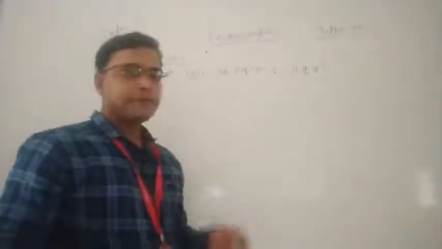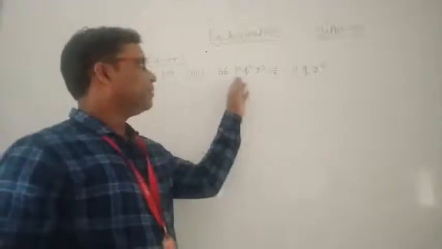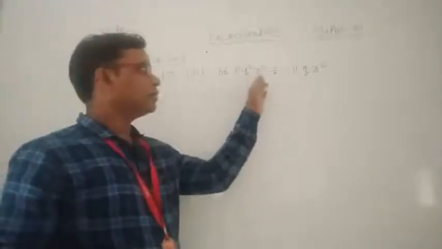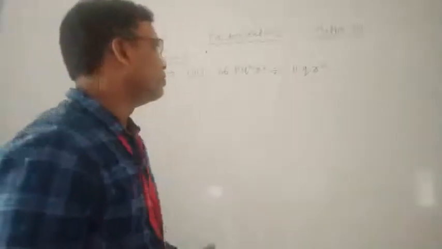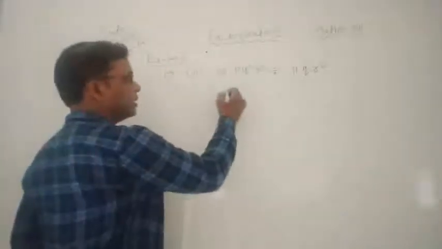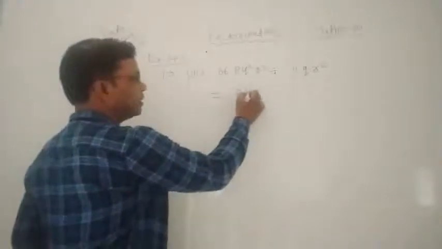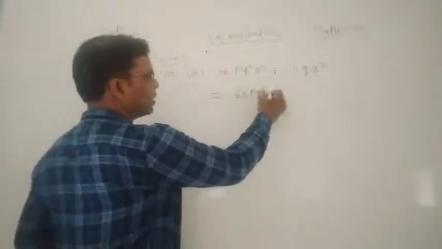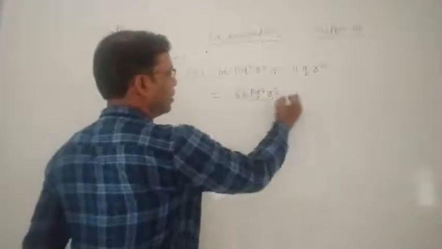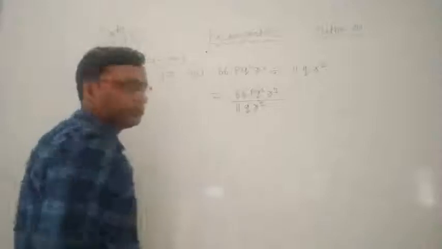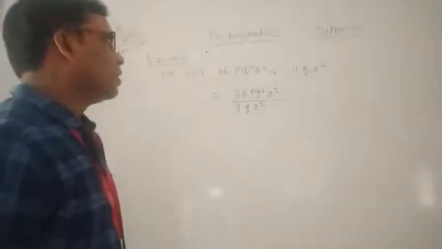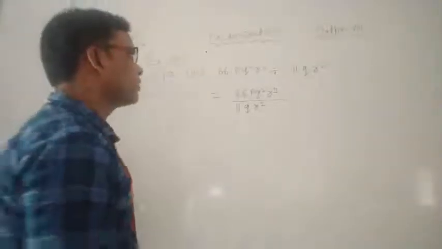This is the third part: 66 p q square r cube divided by 11 q r power 2. So you can write it like this: 66 p q square r power 3 divided by 11 q r power 2. Okay. So you can see here.